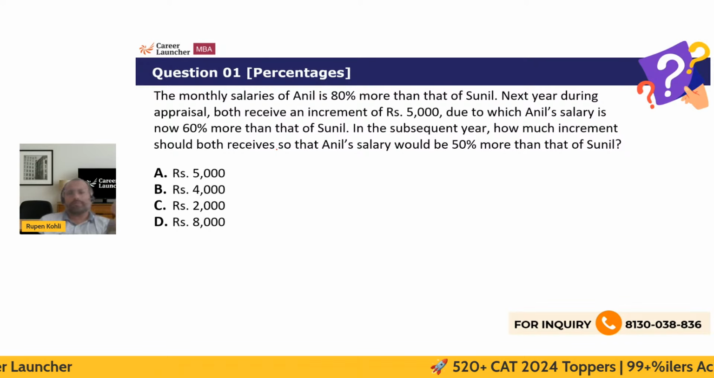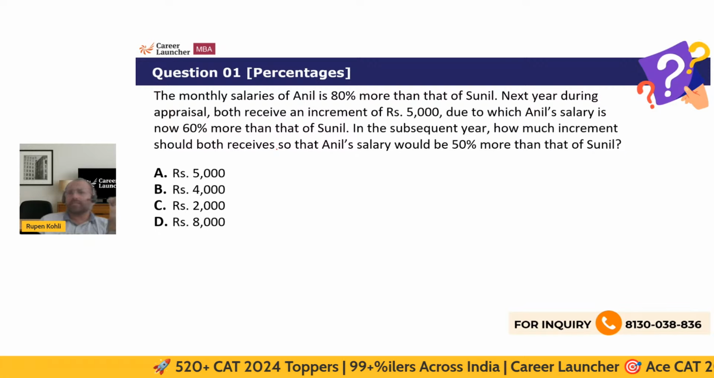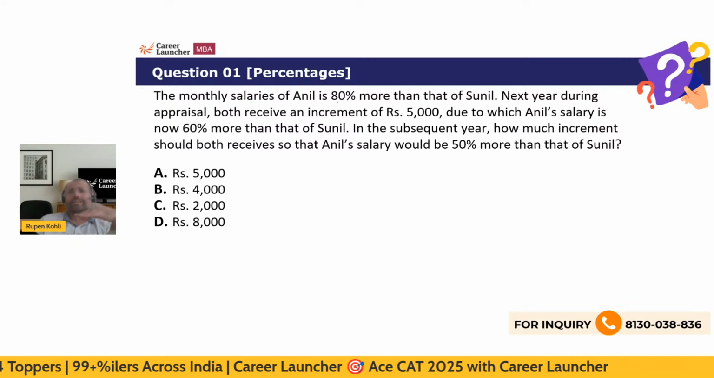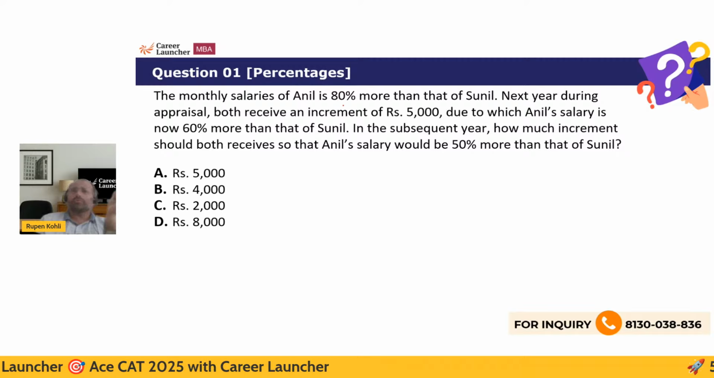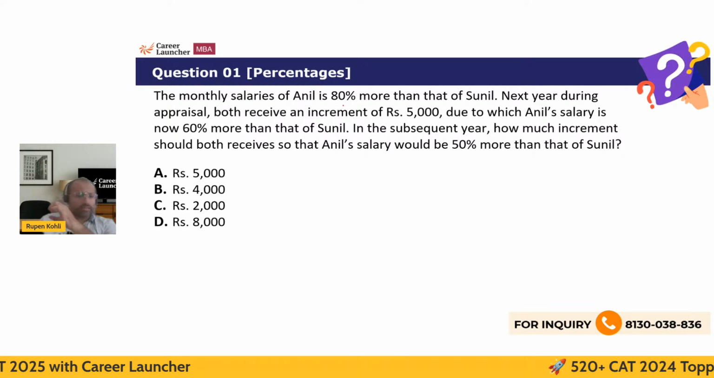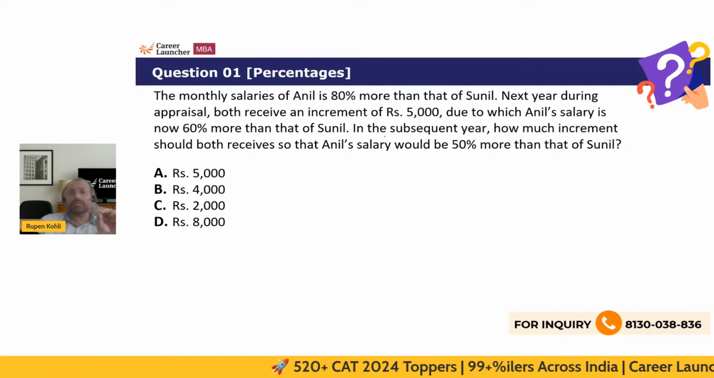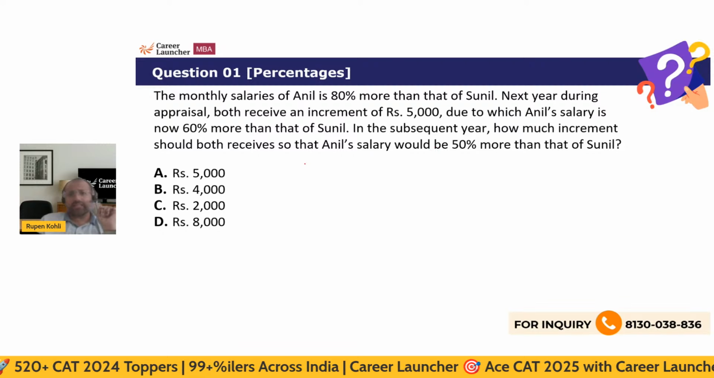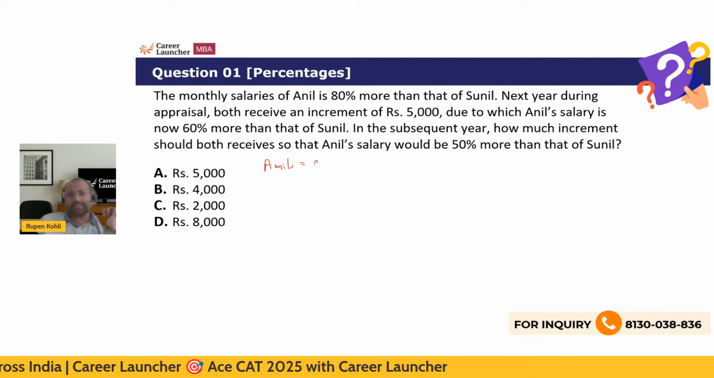All the statements you have read are percentage comparisons. Percentage comparison always gives us the ratio between two things. If this is 80% more, it's 1.8 times, which is a fraction of 9 by 5. So from 80% more, I reach the ratio of 9 is to 5. Any percentage statement gives us a ratio of two quantities. So Anil and Sunil's initial salaries are in the ratio of 9 is to 5. If Anil was 9x, then Sunil was 5x.